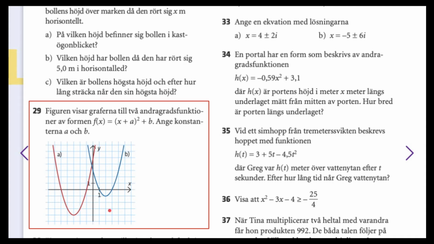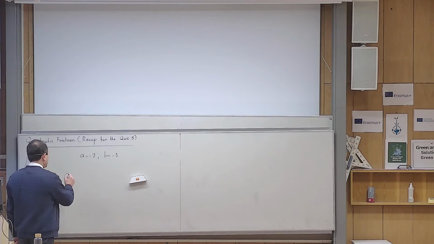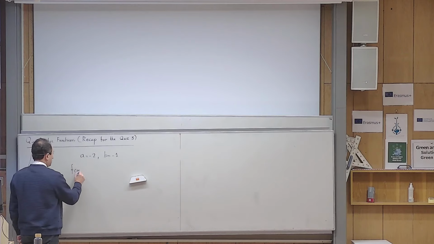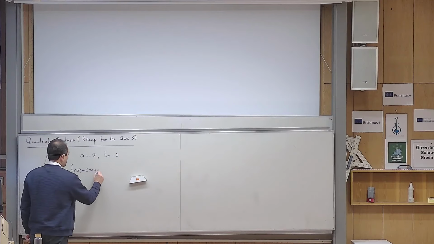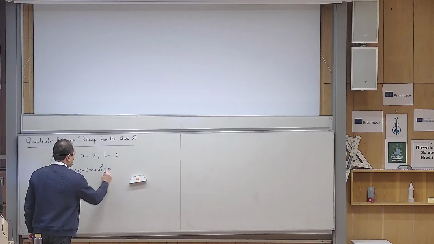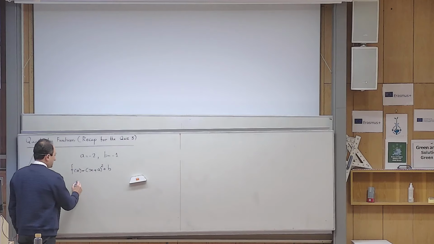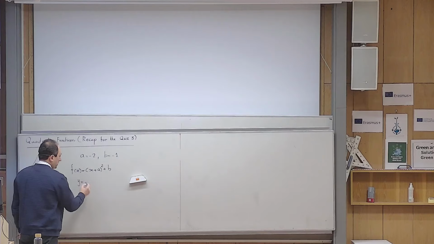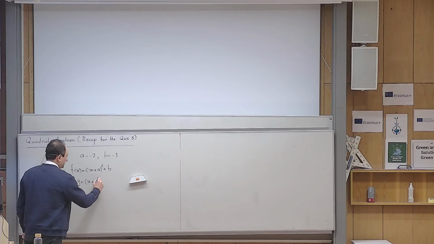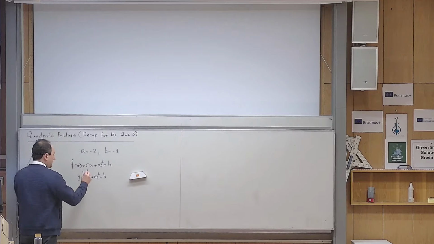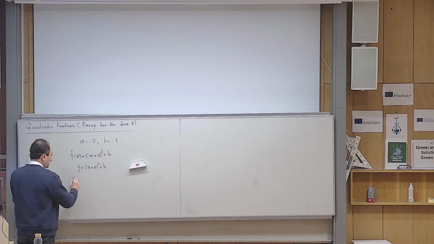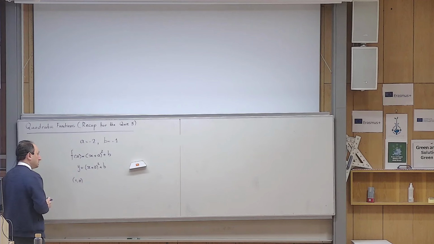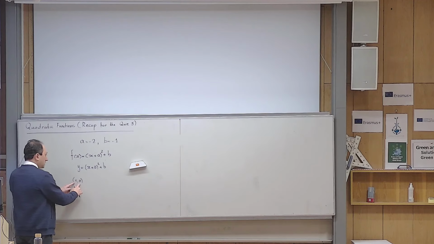The x coordinate is 1, the y coordinate is 0. So what does it mean? It means that if you consider this function f of x equals (x plus a) squared plus b, and then instead of f of x, let me write y as I usually do for functions. And then we say that one point is which point? The point with x coordinate 1 and the y coordinate 0. I see through the graph that this is on the graph.